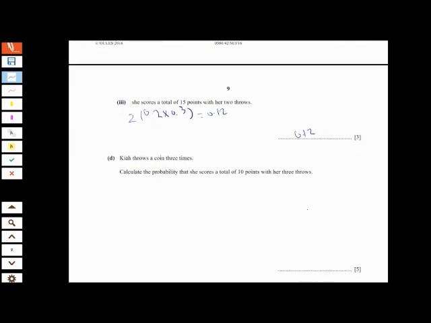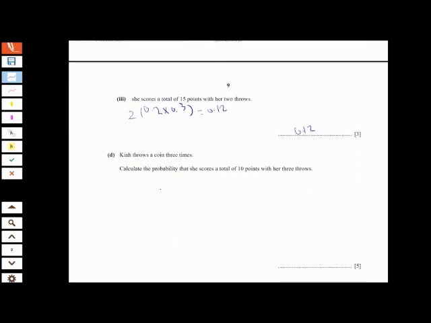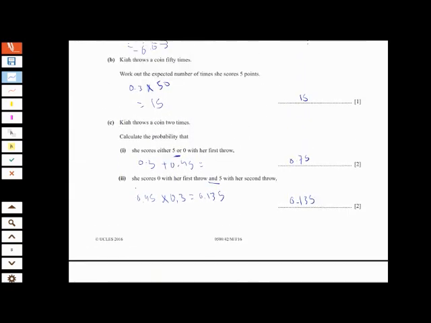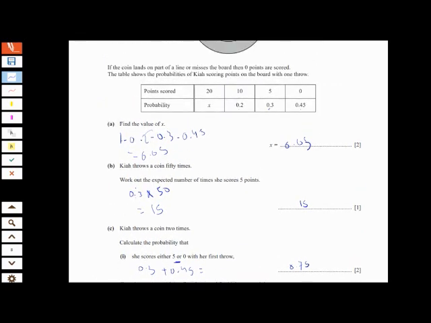Now Kia throws a coin 3 times. Calculate the probability that she scores a total of 10 points with her 3 throws. How could she get a total of 10 points? The first way is 5, then 0, then 5. That would be 0.3 times 0.45 times 0.3. This is way number one.